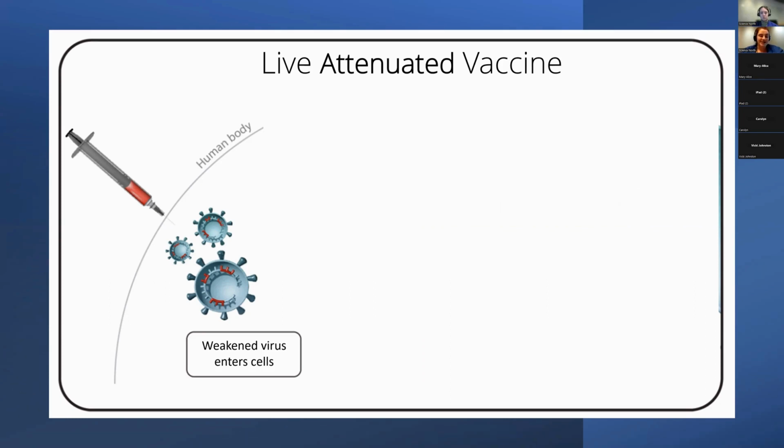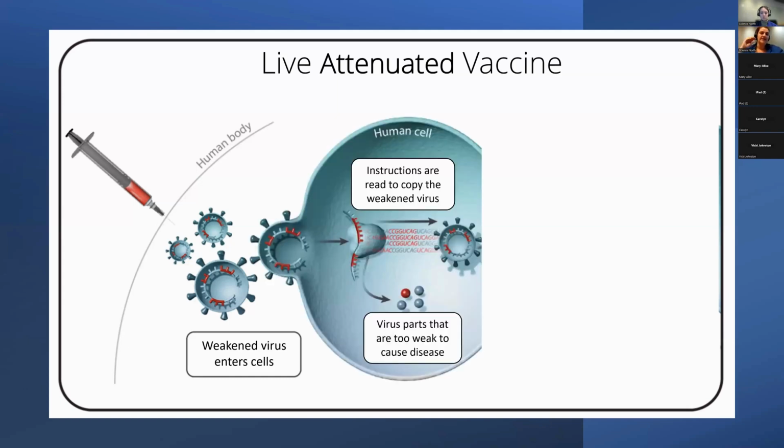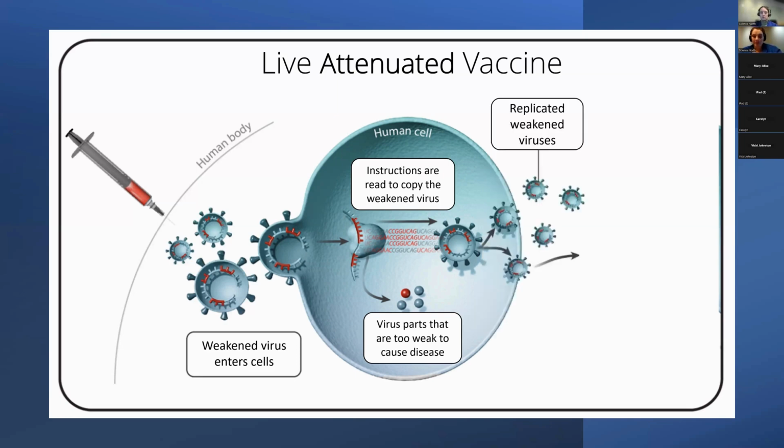And how it does that is actually pretty cool. When the weakened virus enters your cells, your cells go, oh, cool, this is instructions on how to make copies of this thing that has been introduced to my body. And it's going to make copies of those viruses. Again, they are weakened and they can't give you the disease. They're too weak.